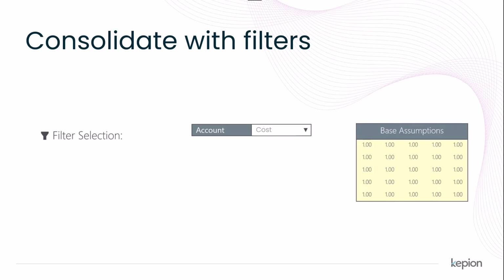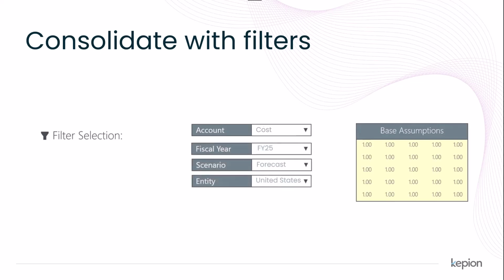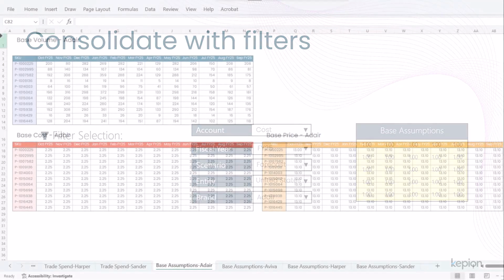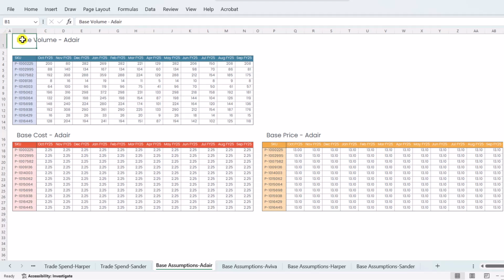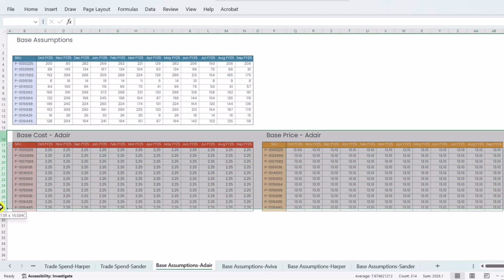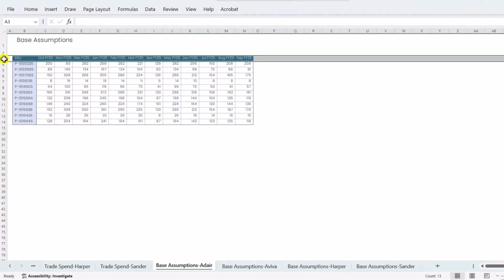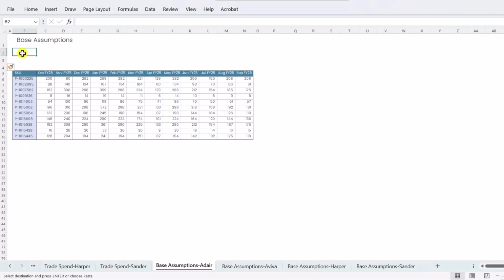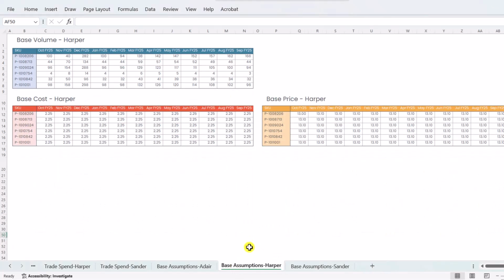By stacking more filters together, we could combine the data from hundreds of spreadsheets into a single form. Adding filters that allow us to switch between different fiscal years, scenarios, and entities would all be helpful. In addition, we could use a brand filter to switch between the 4 brands. This means we only need a single form to represent the volume, price, and cost of our base assumptions. So let's hide the extra ones. Since we're also adding a filter to switch between the different brands, we can hide all the other base assumption tabs as well.